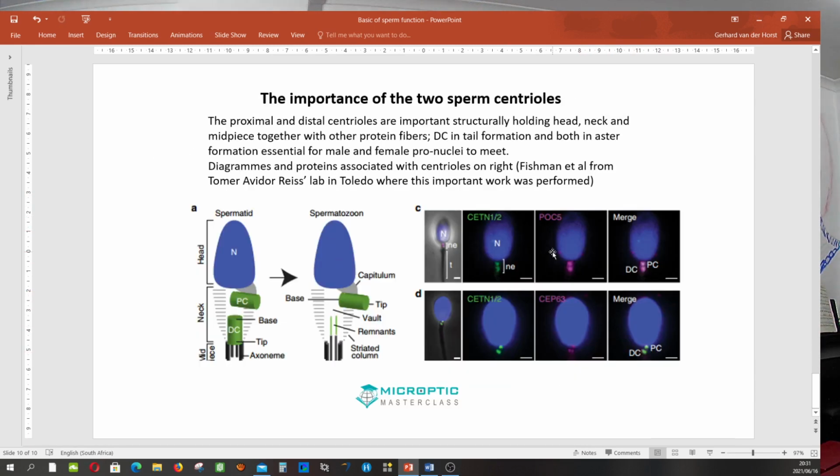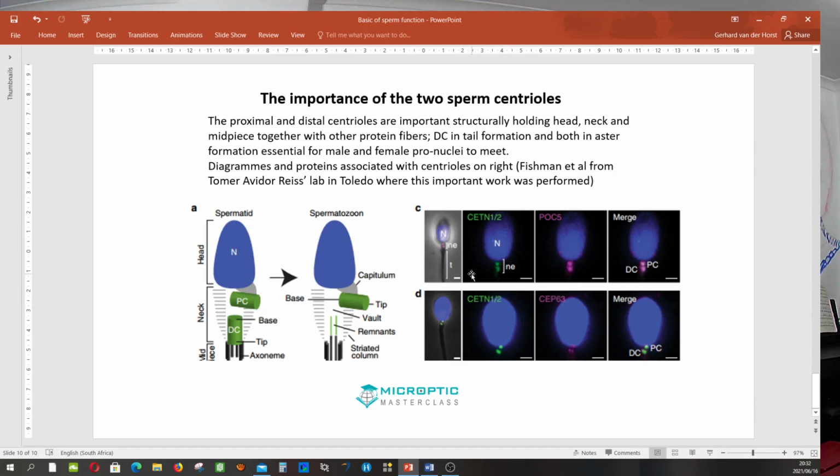Finally, I just want to allude very briefly to the importance of the centrioles, and that they are becoming more and more important. They are not only important as structural components of the sperm, but also very important in fertilization itself, and for the pronuclei of both the oocyte and the sperm cell to actually meet. This is the wonderful work of Tomer Avidor-Reiss's lab in Toledo, where they've managed to show exactly which proteins these structures consist of and how they interact at various stages.